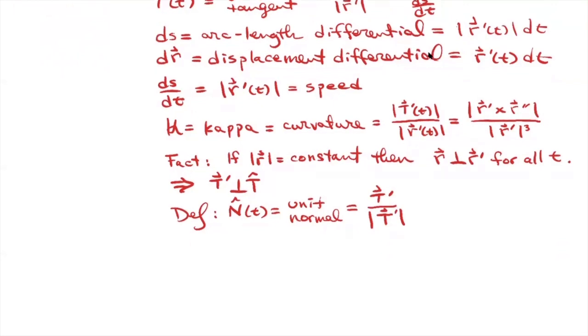Okay, but so this is correct. And just noting the numerator, we know that n is perpendicular to t because t prime is perpendicular to t. Okay, so I think it's all good.